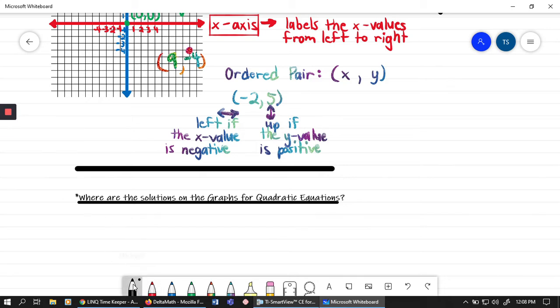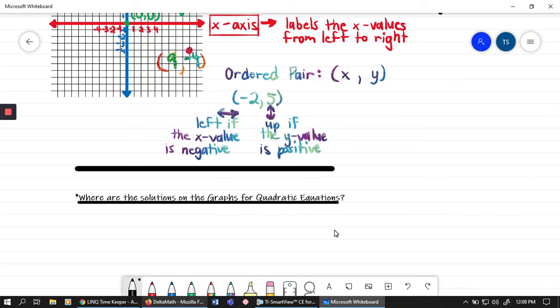So when you're looking at the graph of a quadratic equation, the place where you want to look for solutions, and there can be more than one solution, is you want to look for x-intercepts. And that's basically the whole point here of this lesson, being able to identify those solutions for a quadratic equation using graphs.